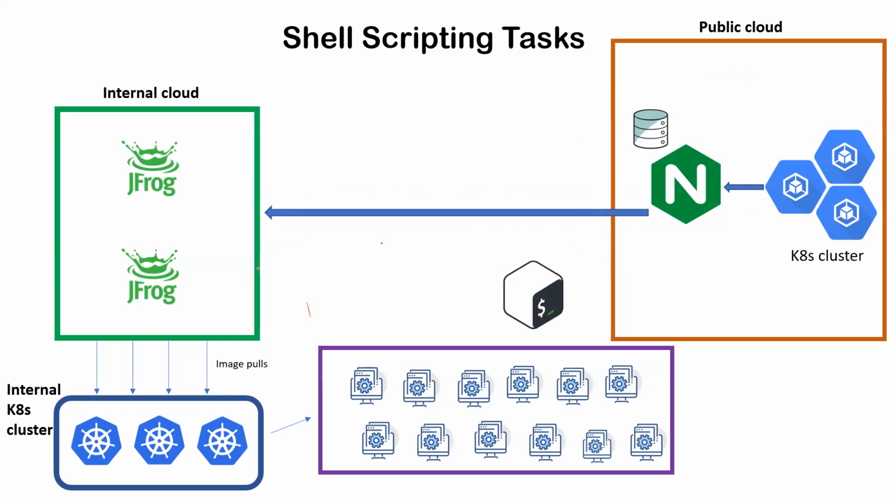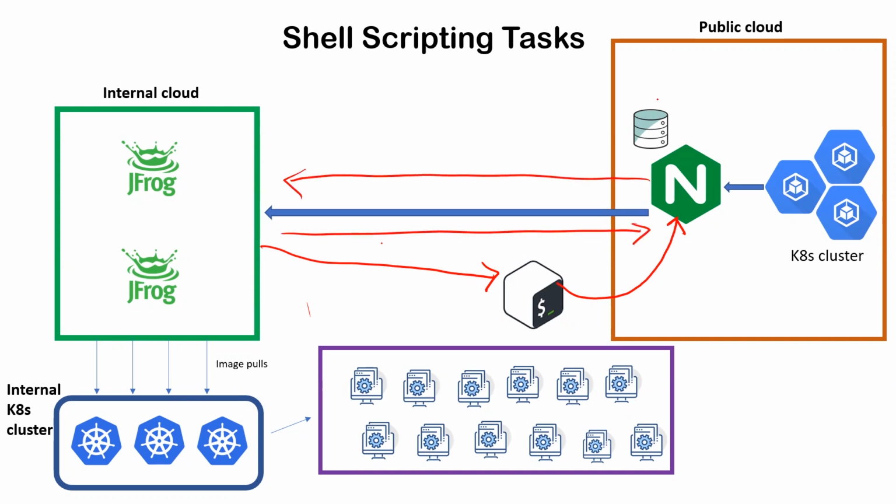And this is where we wanted to write a script which will read all the image names from the JFrog running inside the internal cloud, and pull the images via the NGINX machine to fill up the cache, so that application teams will not face any latency issues while pulling the images onto the K8s clusters. And this script also had logic to check, if the same image is pulled twice, what the time difference is between the first pull and the second pull.